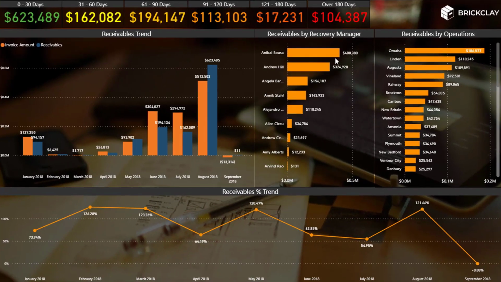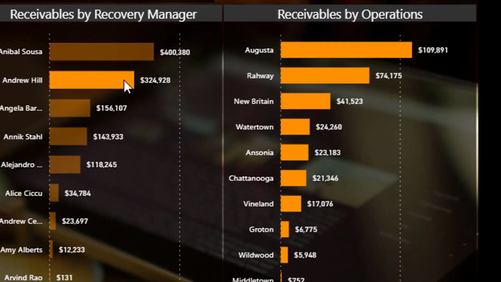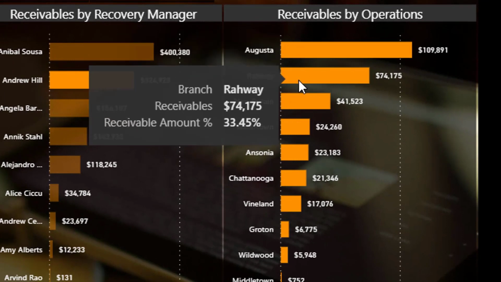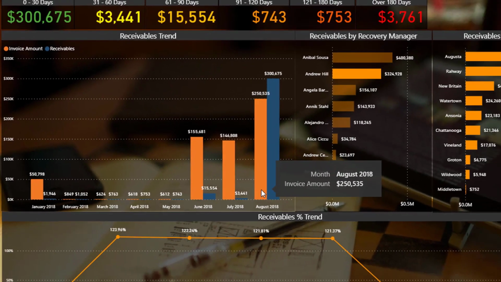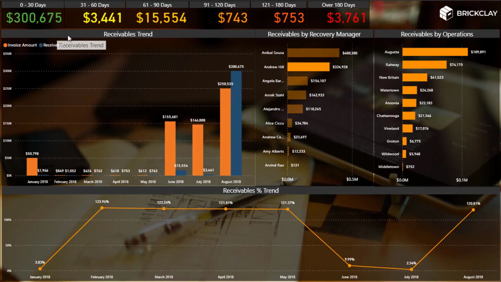Similarly, selecting Andrew Hill recovery manager, we can see the breakup for its respective branches and receivables breakup in receivables trend charts and aging of receivables above.